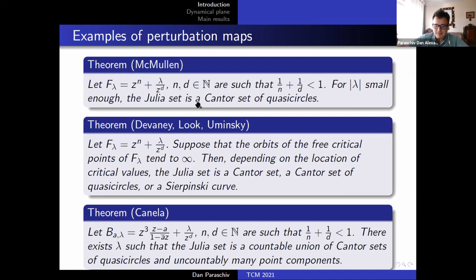Then, 15 years later, Devaney, Look, and Marotta have proven the so-called escape dichotomy. Since the orbits of the free critical points are symmetric with respect to rotation, depending on the location of an arbitrary critical value, we may have that the Julia set can be a Cantor set of quasi-circles, or a Sierpinski curve.